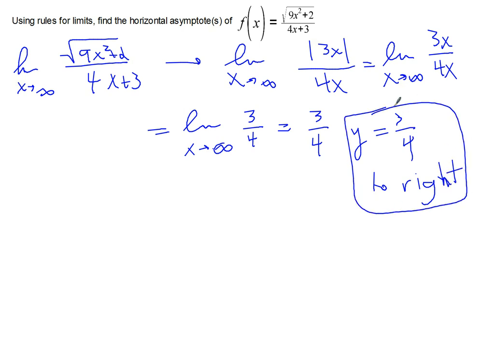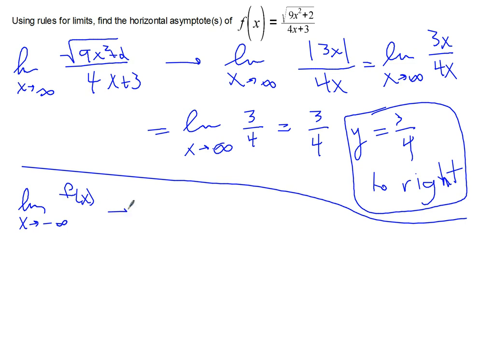Now we have to investigate what happens as we find the limit as x approaches negative infinity. So the first step is going to be the same. We'll eliminate the plus 2 because it's insignificant, and we'll eliminate the plus 3 because it's insignificant, and we'll end up with the limit as x approaches negative infinity, once again, of the absolute value of 3x over 4x. Well, 3 times negative infinity is a negative number, and so when you take the absolute value of a negative number, you end up getting the opposite of what's inside the absolute value sign.